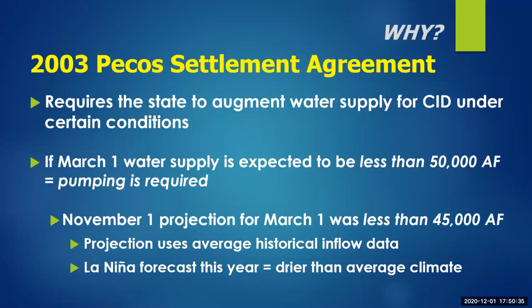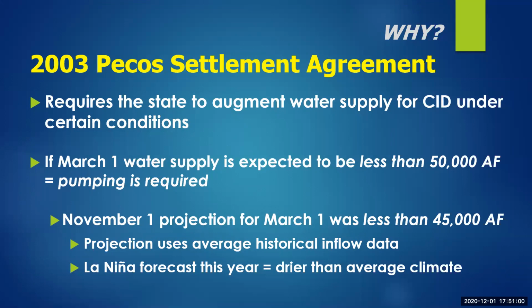So what's this whole Pecos settlement thing about? Some of you on here probably know it really well, and for others, maybe you've never even heard of it. So just to make sure we're clear what's going on here, why we're pumping. The 2003 Pecos settlement agreement requires the state of New Mexico to augment supply for CID under certain conditions. And as Aaron mentioned, we're under those conditions right now.